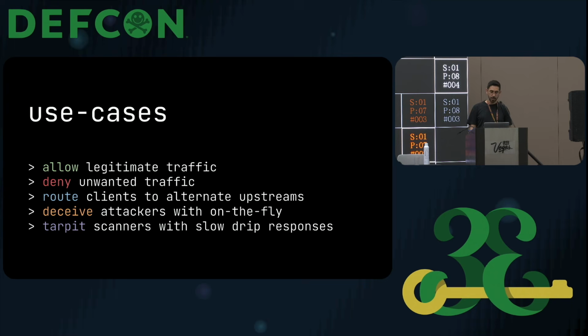For other use cases, you can deny unwanted traffic, so you don't waste your resources on random sketchy bots which just crawl through your website or server. Things like that. You can route traffic which matches Suricata rules to honeypots to learn more about them instead of letting them hit your application. And targeting scanners is another good one. You can just slow them down.